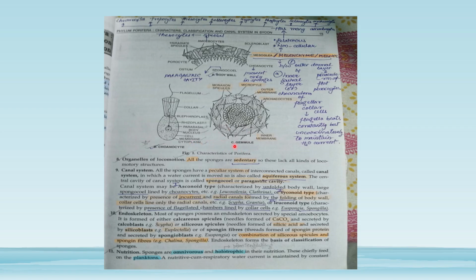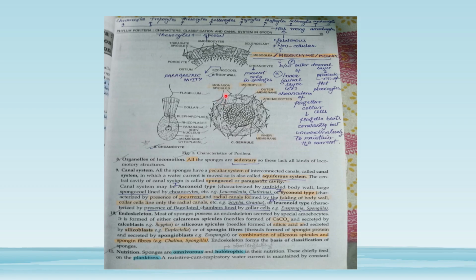Now, next move to the next diagram, that of the gamete. This is an important diagram of the gamete because it has archaeocytes. Okay, archaeocytes. This is the outer membrane, micropyle. In plants also there is a micropyle, and in these animals also there is a micropyle. So you can remember that the entry point is called the micropyle, and monaxon spicules.